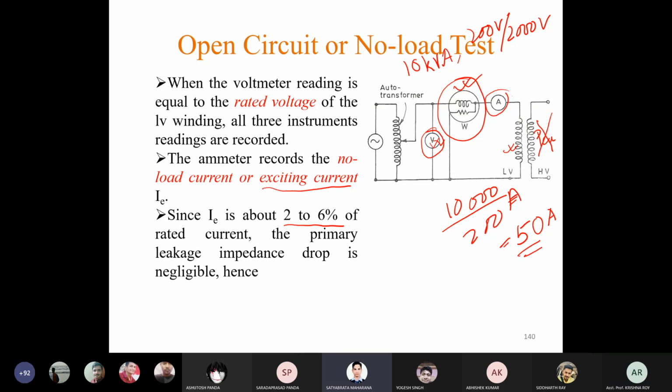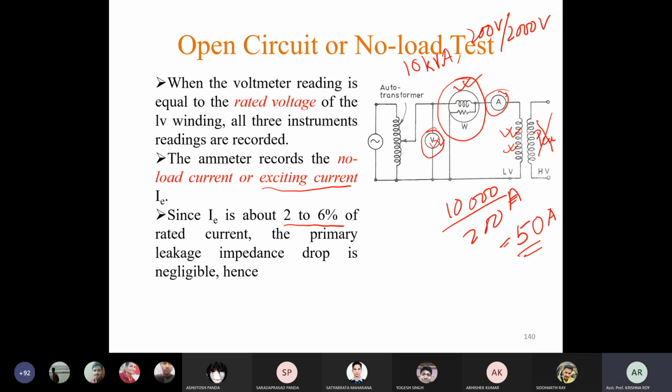So this transformer is designed to carry 50 ampere of current, but now only 1 ampere is flowing, which is recorded by this ammeter. So due to this 1 ampere, the copper loss will be very small, isn't it? Yes, sir.